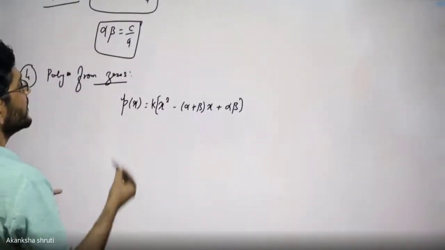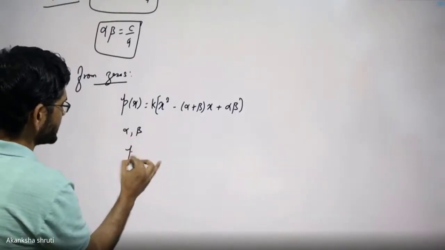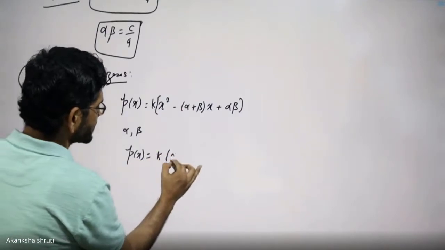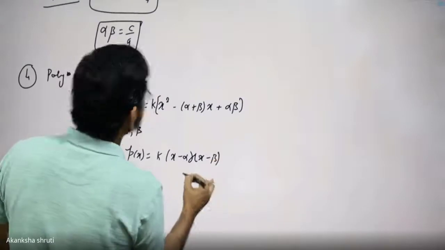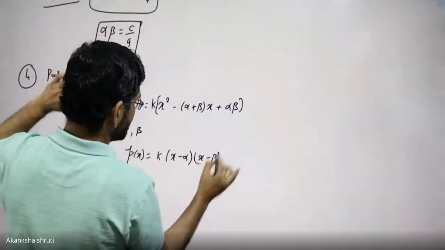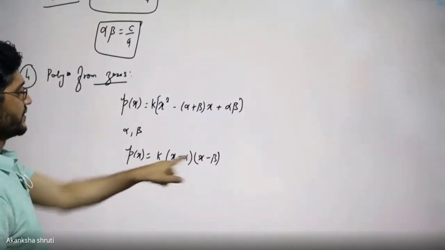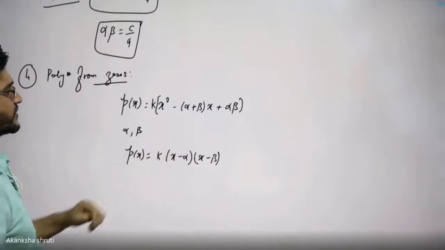Students, even if only alpha and beta are given, then this polynomial can be calculated by considering this one also: x minus alpha, x minus beta, because it is just the reverse of the factorization. Alpha and beta are the zeros, just take one step back, and we are able to get this.